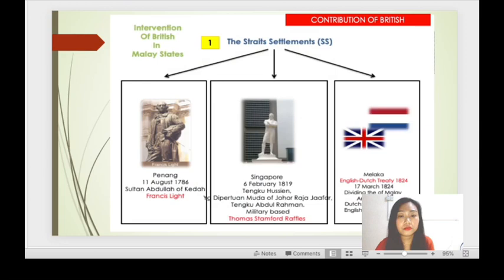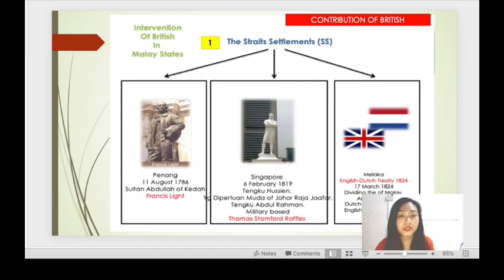So this is the Straits Settlement just now. It involves Kedah, Sultan Abdullah of Kedah, Francis Light in Penang, and also Singapore by Thomas Stamford Raffles, and then Malacca.